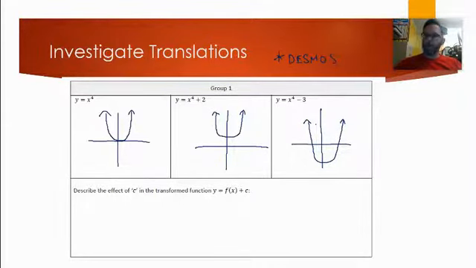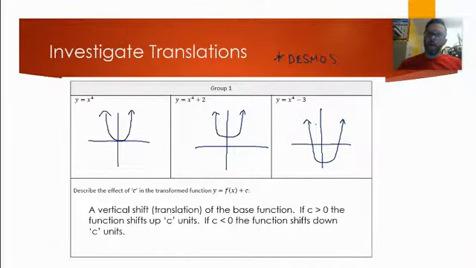And if you said something like horizontal shift or horizontal translation, that's great. The effect of c, adding a number after the base function or subtracting, we describe as a vertical shift or vertical translation of the base function. So if c is greater than 0, if this number on the end is positive, the graph shifts up by the number indicated. And if it's negative, it shifts down by the number indicated. So it goes down by 3 units for the last example. That should sound familiar from your earlier courses.